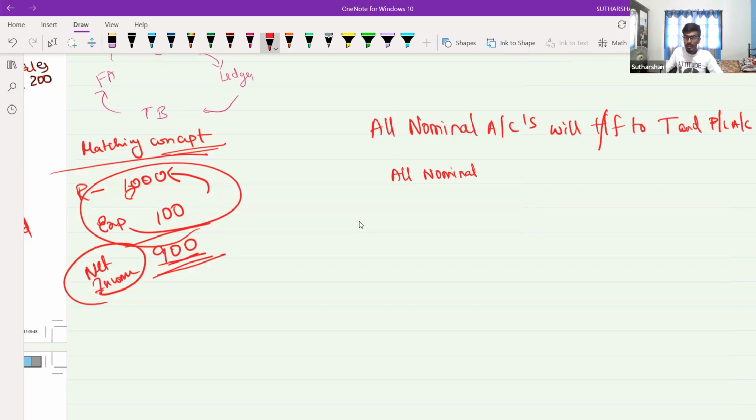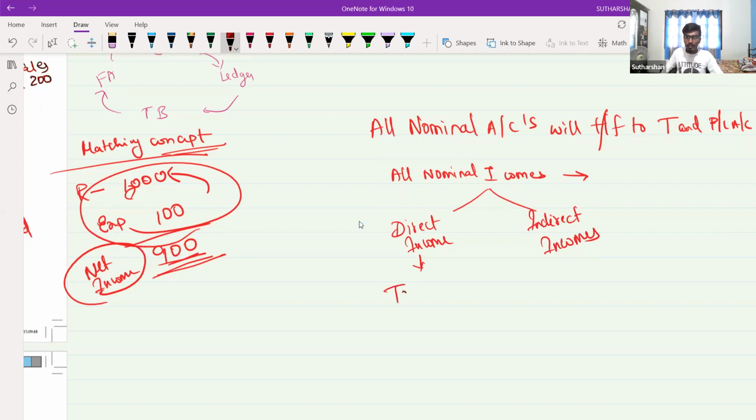All nominal incomes, we will classify into two: one is direct incomes, and one is indirect incomes. If it is a direct income, I will transfer it to the trading account. If it is an indirect income, I will transfer it to the profit and loss account. Why I need to transfer it this way, we will see in a later chapter.